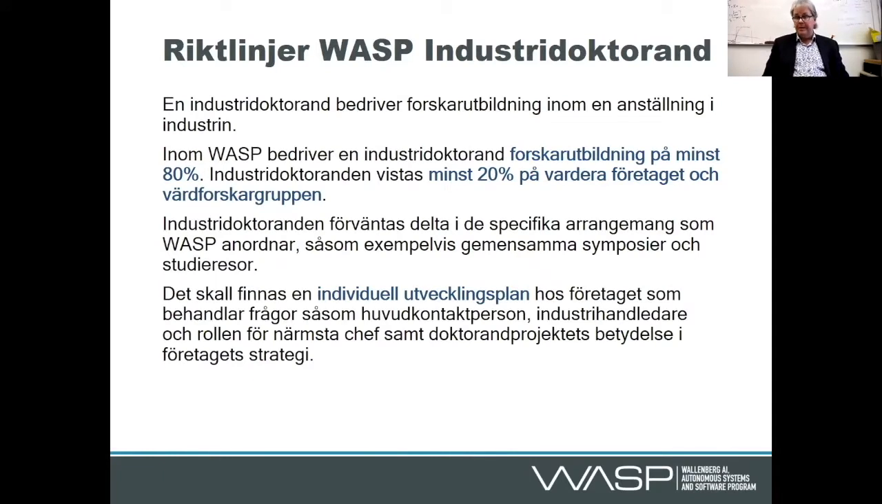So this is in Swedish, by the way, and the reason for that is that WASP, after all, is a Swedish program, and this is more legal text, so I didn't want to translate it into English, not into bad English anyway. So an industrial PhD means doing a PhD while being employed at the company, and you have to do this at a level of at least 80%. So you have to spend at least 80% of your time doing research. And time-wise, you have to spend at least 20% of your time at the company and 20% of your time at the university. And then, of course, everything in between is also possible. So you can spend 50-50 of your time, that's possible also.